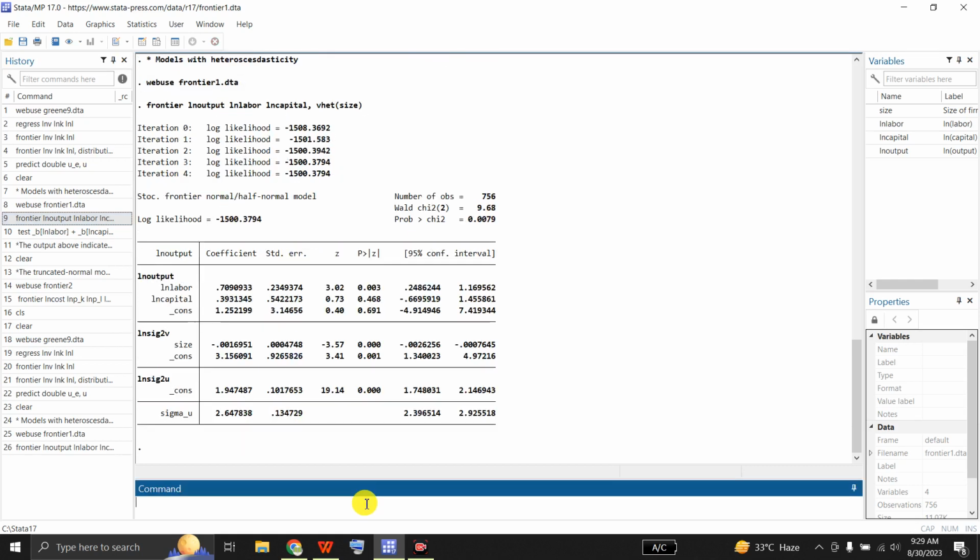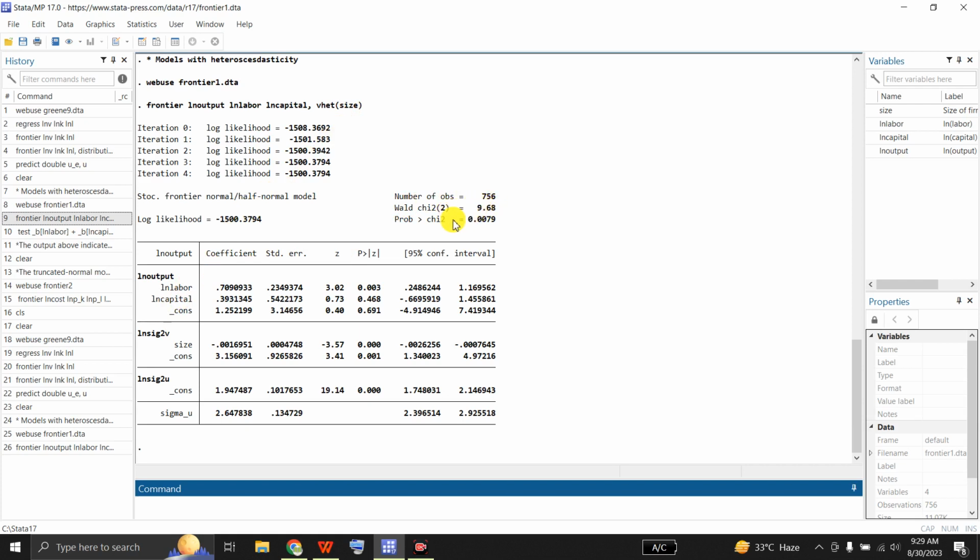So this is the estimated model where the variance depends upon the size of the firm, and these are the coefficients. The number of observations for this model is 756.